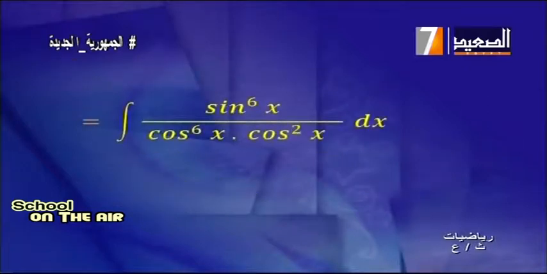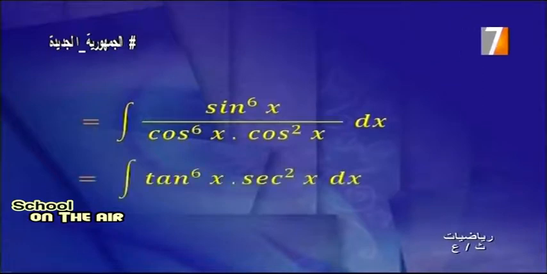Now, the integration of sine^6 x over cosine^8 x, which is sine^6 x over cosine^6 x times cosine^2 x dx, equals the integration of tan^6 x sec^2 x.